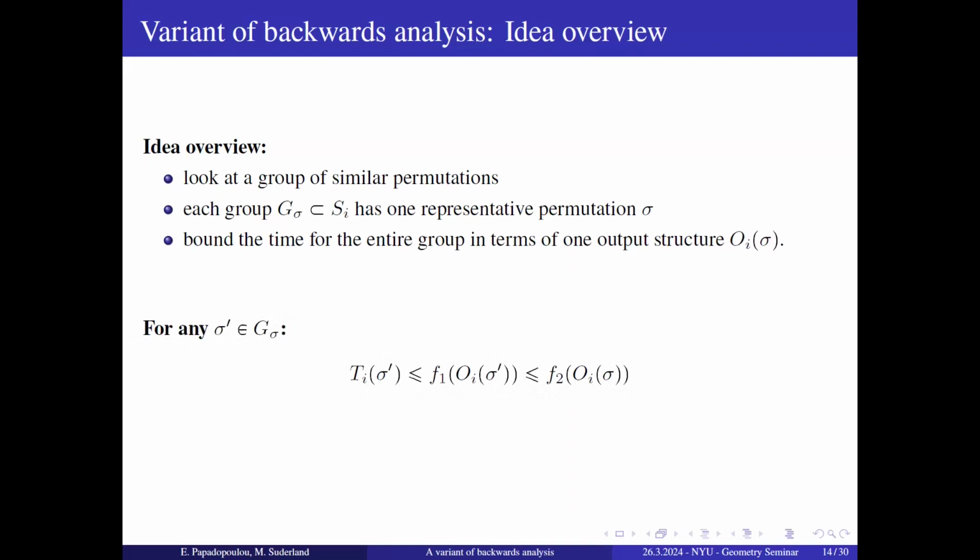And then, similar to the backwards analysis, we have a sequence of inequalities that we want to look at. If we have a group of similar permutations, so we are partitioning the symmetric group into groups of similar things. I will go into more detail later on how we define them, but we are partitioning the set of all permutations into groups of permutations that have some similarities. Now if we have any permutation sigma prime in a group G sigma, then we want to bound the running time in the ith step for processing that permutation sigma prime in terms of the output structure that we get from permutation sigma prime, which is the standard part. But the special part of this variant is the second inequality, where we in turn bound it in terms of the output structure of permutation sigma.